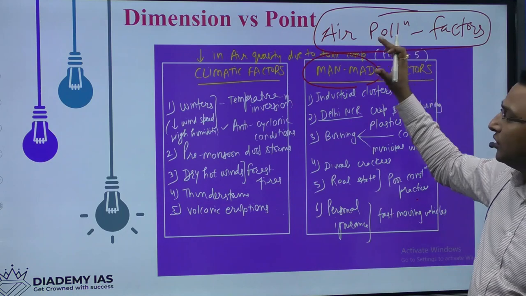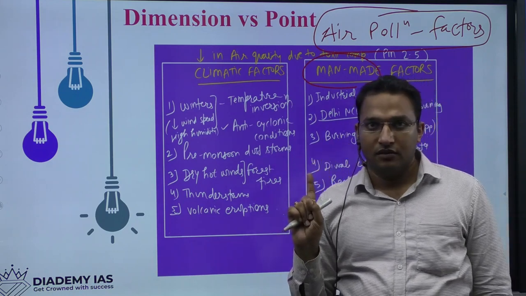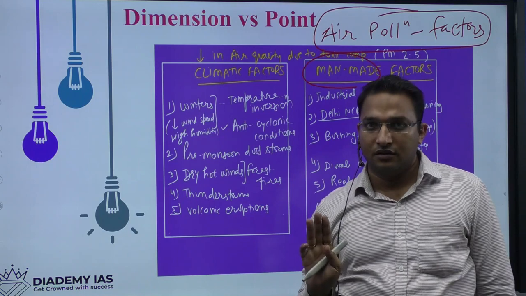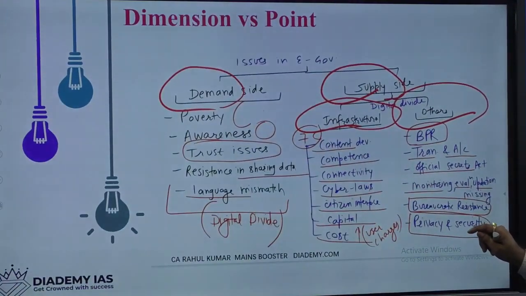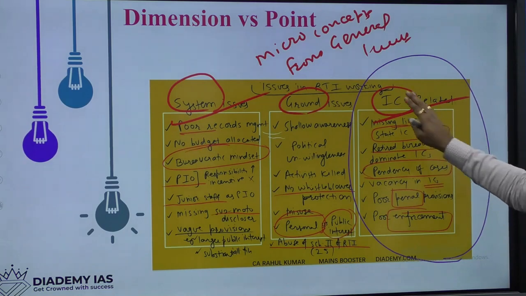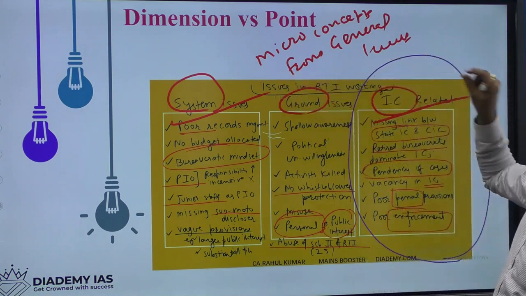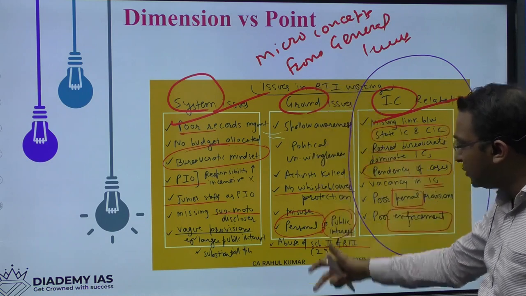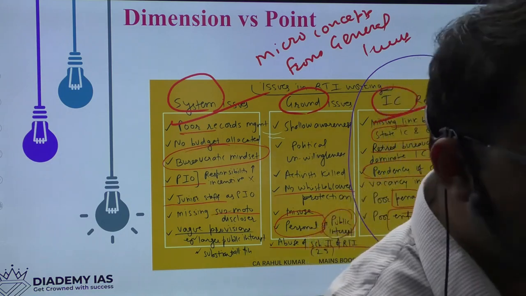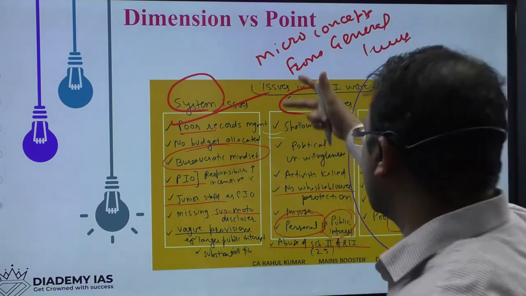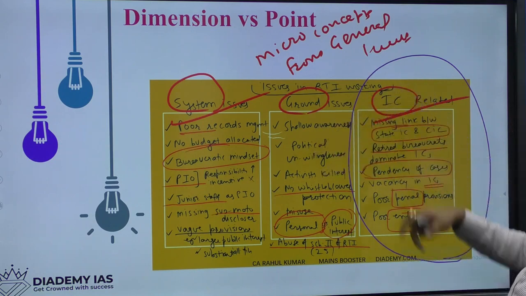When I divide the points into climatic and man-made factors, what are the benefits? First of all, I can recall better. I can organize my answer better. Right? I will give you another example. This is about the working of RTI. You know RTI? Right to Information Act. What are the issues in the working of RTI? Systematic issues, ground level issues, and information communication issues. We can divide into three broad categories.